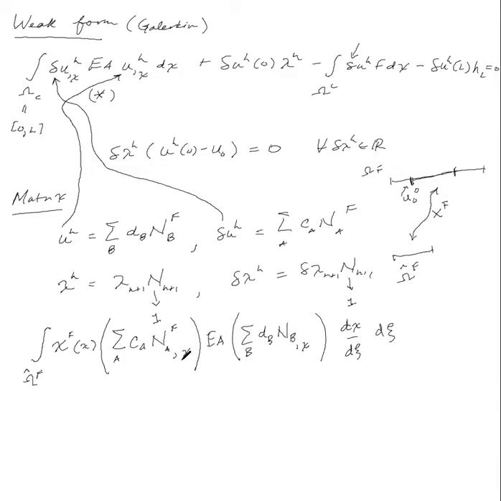So let's go ahead and pull this guy out here first. Take this guy and we'll pull him out. So we have a sum on a, ca. Okay, now we can also pull this sum out. So let's go ahead and do that.